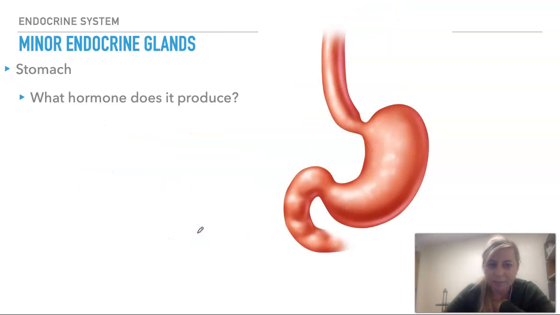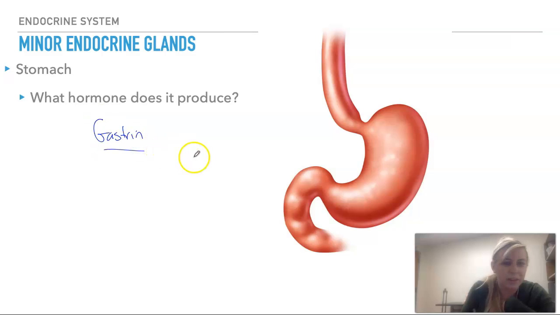And then the stomach, also part of the digestive system, does produce some hormones. It also produces gastrin. And gastrin is going to affect other cells of the stomach to produce hydrochloric acid.